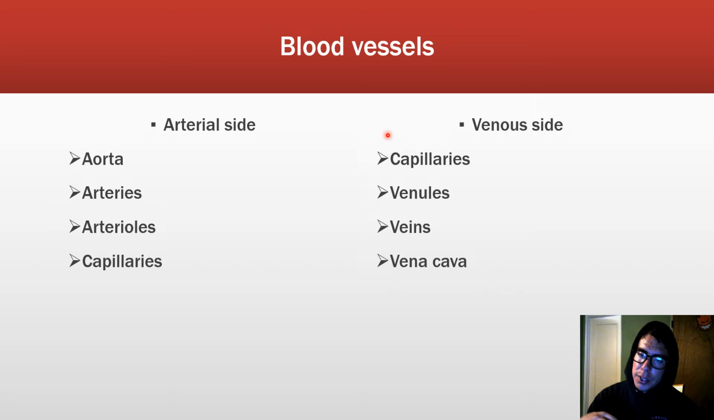From the capillaries, it'll slowly come together to form venules. Then that will come together to form veins. And then lastly, the vena cava, which is the big vein that comes through the bottom and the top of your heart into your right atrium.